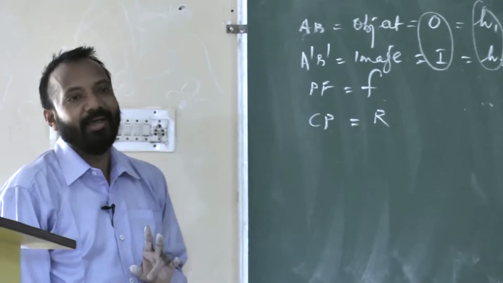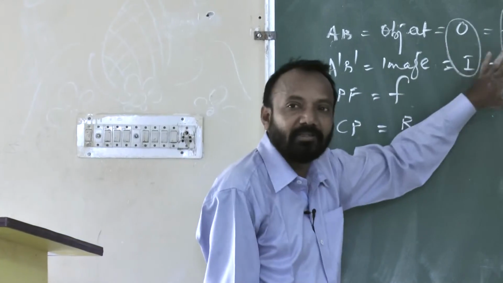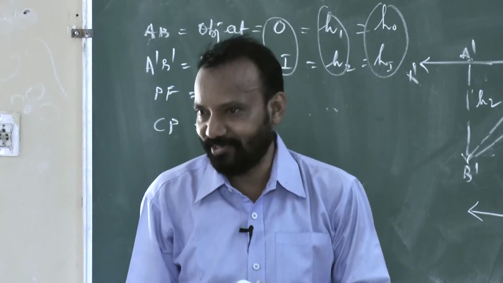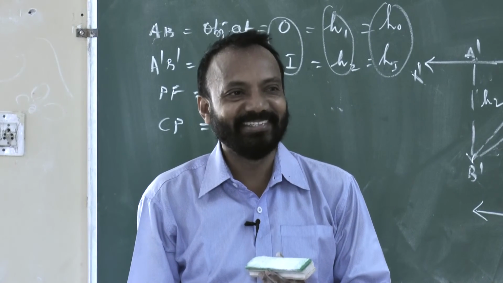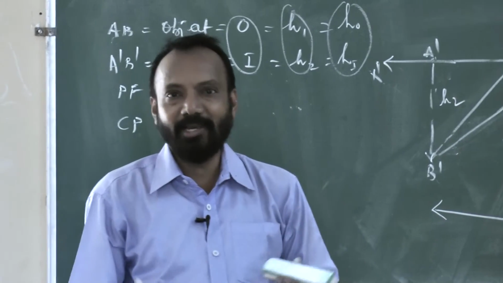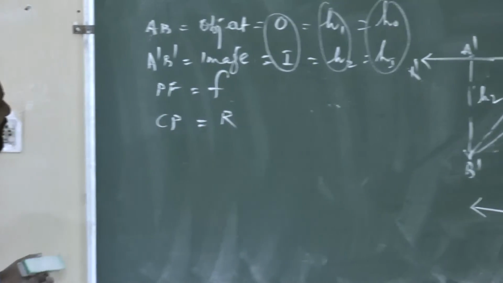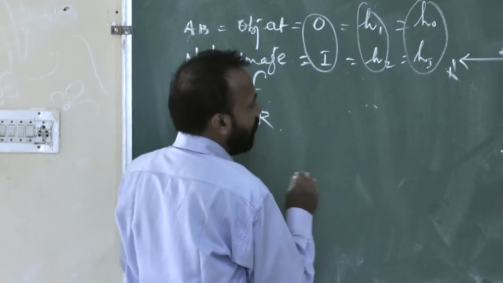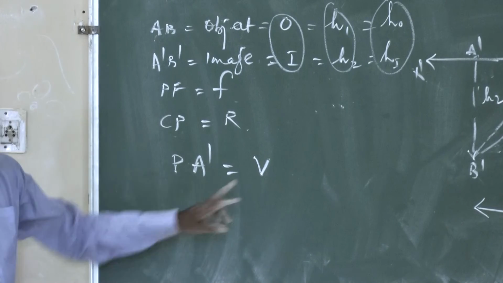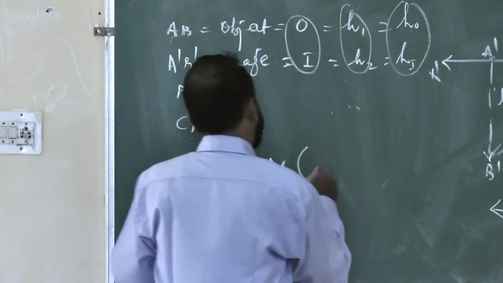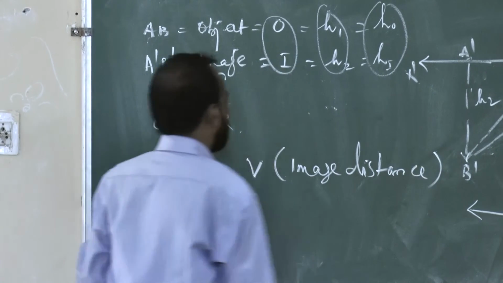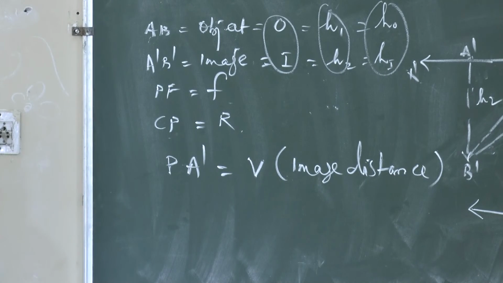This is where the doubt comes, that's why I am repeatedly advising you to remember. Here, one symbol you make a mistake, a mistake by accident. Have you ever heard this phrase? Okay, look. So CP is equal to R. Suppose P A dash I am writing as V, my dear. It is what? Image distance. This is the image distance. I hope it is clear to you.